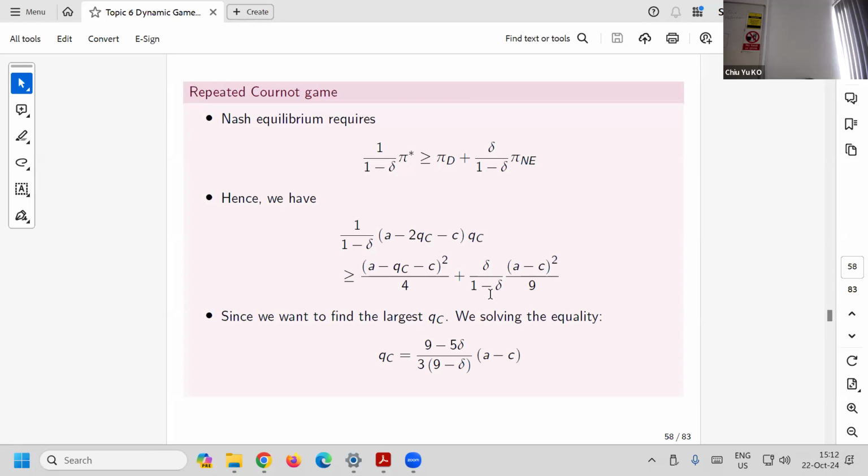So this is both firms choose QC. And if the other firm chooses QC, then you choose QD, that's what you get. But if you become a bad guy, then you get punished forever. So that is how you get it, and you solve this inequality. You figure out QC is equal to this one. As we have hinted, how large or small we collaborate depends on delta.